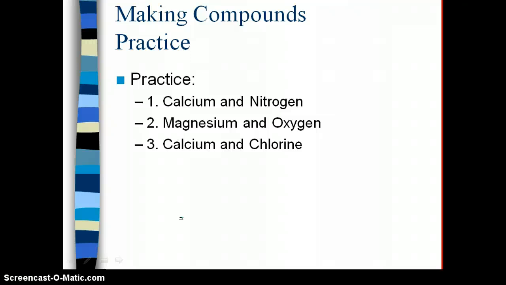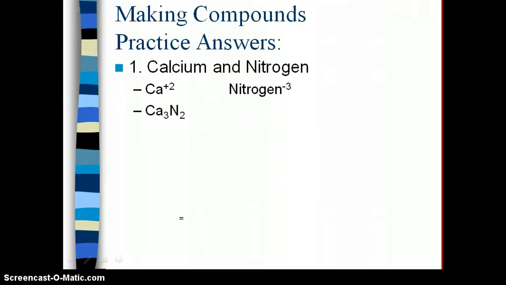So check your answers. The first one here, calcium and nitrogen. Calcium is a +2, get that from the periodic table. Nitrogen, and really what we could do here is just put N -3. And then what we're going to do is trade those numbers. So notice we take the 3, we give it to calcium. We take the 2, we give it to nitrogen. And this is our final formula, Ca3N2.